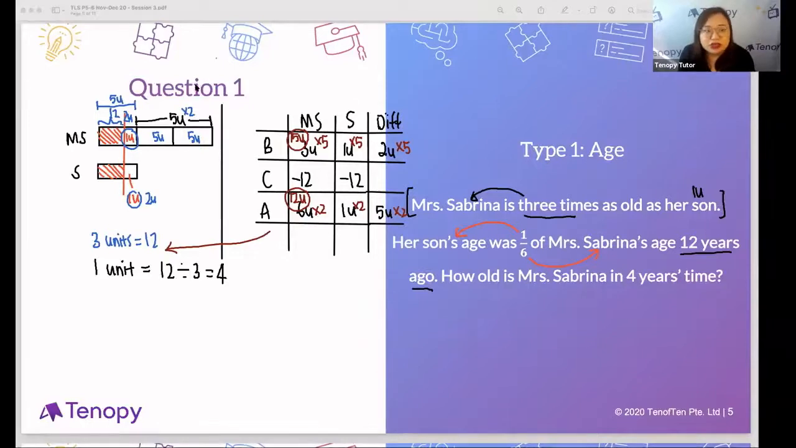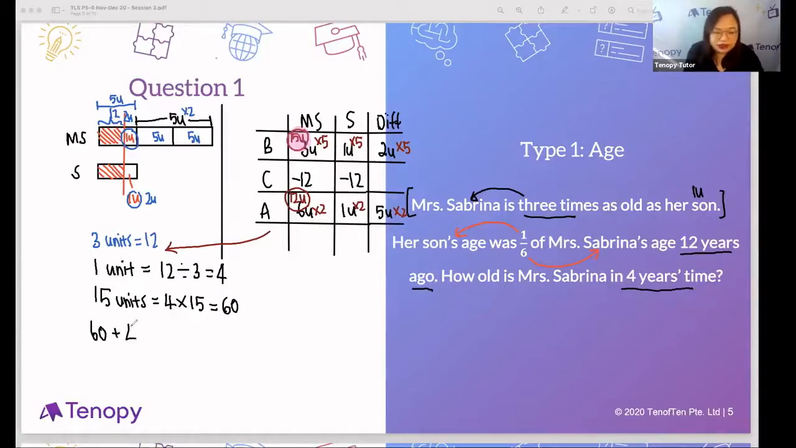After is the changes 12 years ago. So you want to take a look at the 15 units. So I want to find from here 15 units. Very good. You find 15 units, which is 4 times 15. We can get 60. Then 4 years time means 4 years later. 60 plus 4 to become 64.